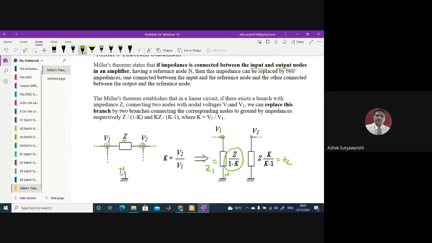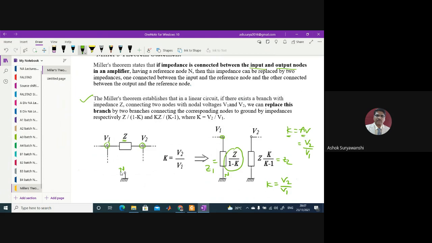So here, what is K? K is the gain of the amplifier circuit, that is V2 upon V1. This K can be referred to as AV; in some cases it is referred to as AV, in some cases as K. So K, or AV, is nothing but V2 upon V1. If you see the second statement, you will understand this more clearly.